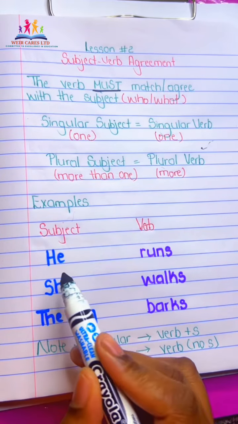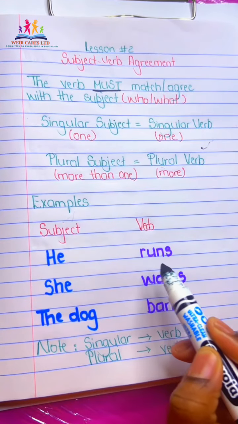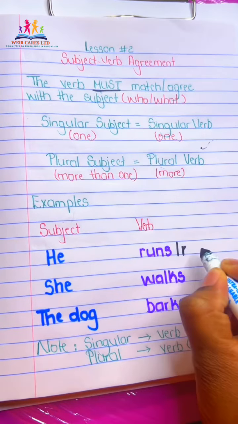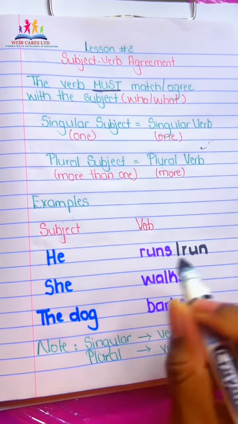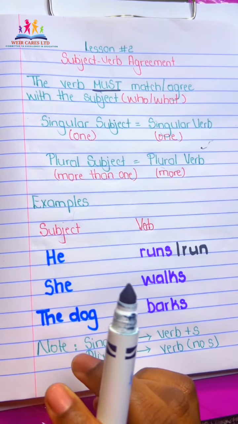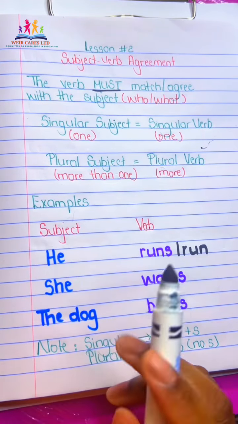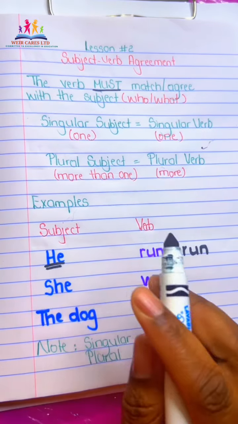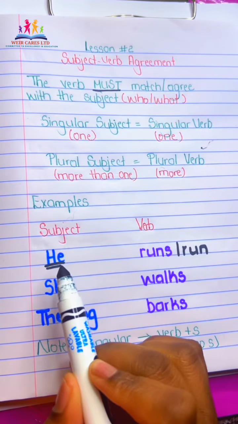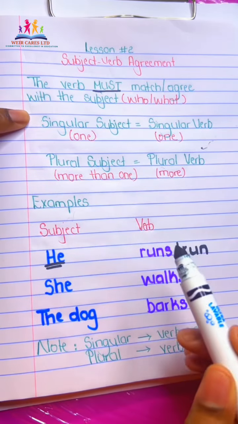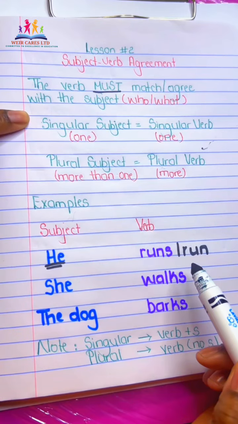Example 1. He run or runs. Now, in this case, we want to figure out whether or not our subject refers to one, or if our subject refers to more than one. He, in this case, refers to one person. So if our subject is singular, then our verb must also be singular.